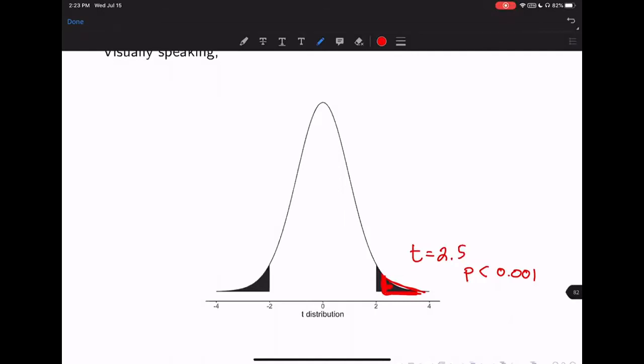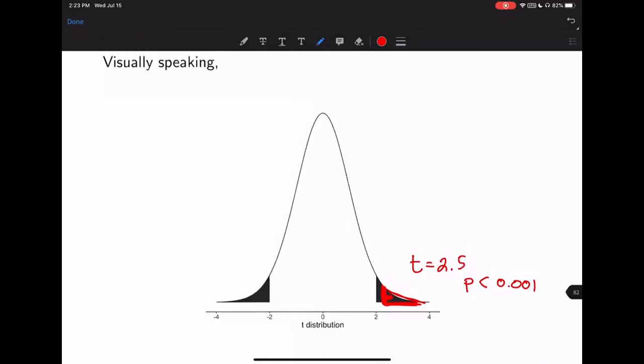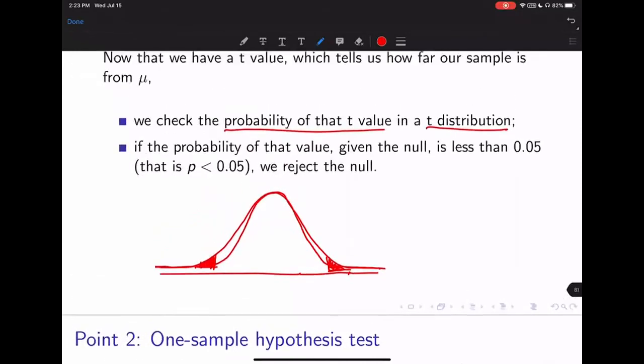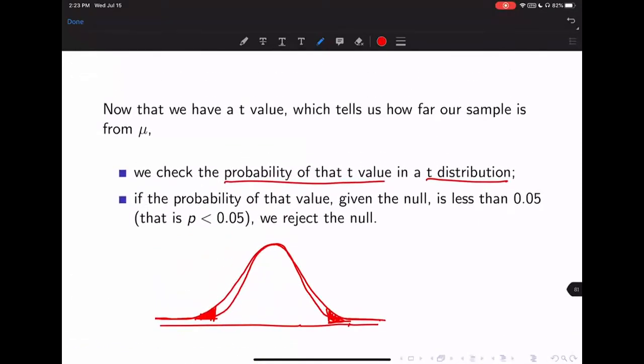What we actually do is, we are asking how much area under the curve, right? We try to figure out how much area under the curve in this region of the graph, this region of the distribution, right? So after we check the probability, if the probability of that is less than 0.05, or p less than 0.05, what we do next is we reject the null.